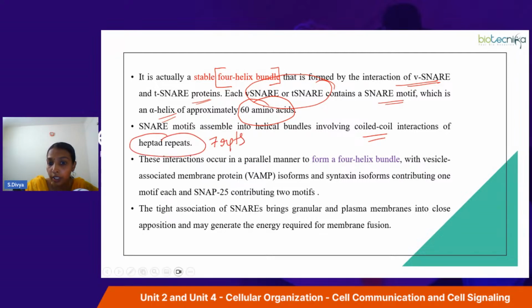Okay. Now, who is contributing this 4 helical bundle? You'll be having VAMP, or you can also say synaptobrevin. Then one helix can be contributed by syntaxin, and other 2 will be contributed by SNAP25. So all total you got 4, right? So that helps in our membrane fusion.